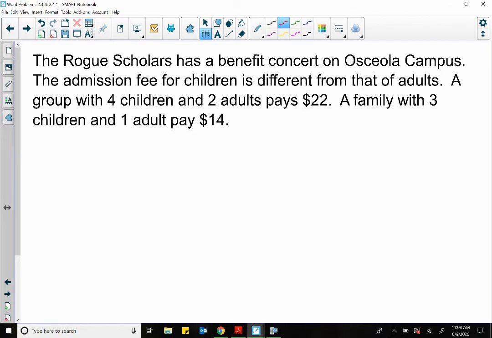Do you know what's going on here? Is this a translation or is this a standard form? Hopefully you said that this is standard form. Reason being, pays 22. This right here is one of our totals. And down here, pays $14. This right there is a second total. So you now know one equation has to equal 22 and one equation has to equal 14.